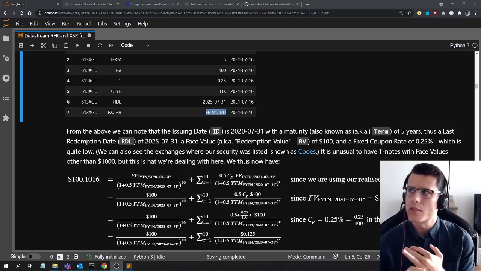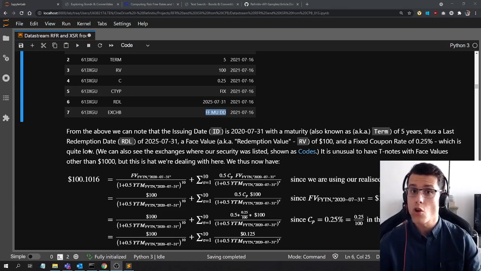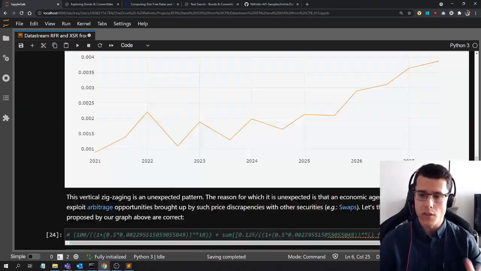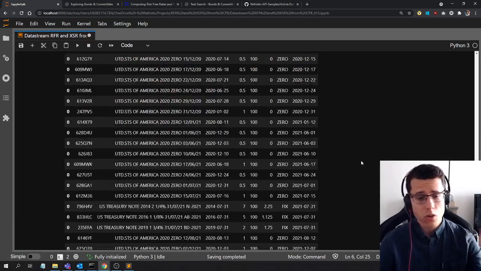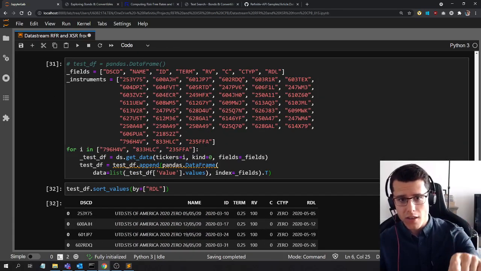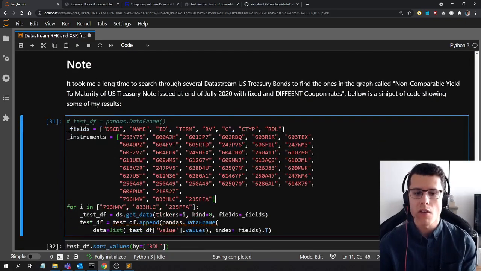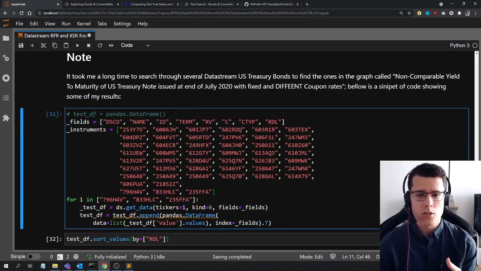It takes quite a long time to find the correct yields, the correct bonds. I've showed you how I've done it with the navigator, but if I scroll all the way down to the end, I've showed you right there. I wrote a note at the very end to say, look, it took me a very long time to actually go through all of it.